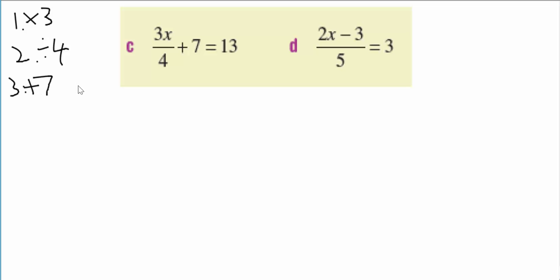Okay, so plus 7. So now we're going to work opposite. We're going to subtract 7 first, then multiply by 4, and then we're going to divide by 3. Okay, so let's do this. First thing is subtract the 7.